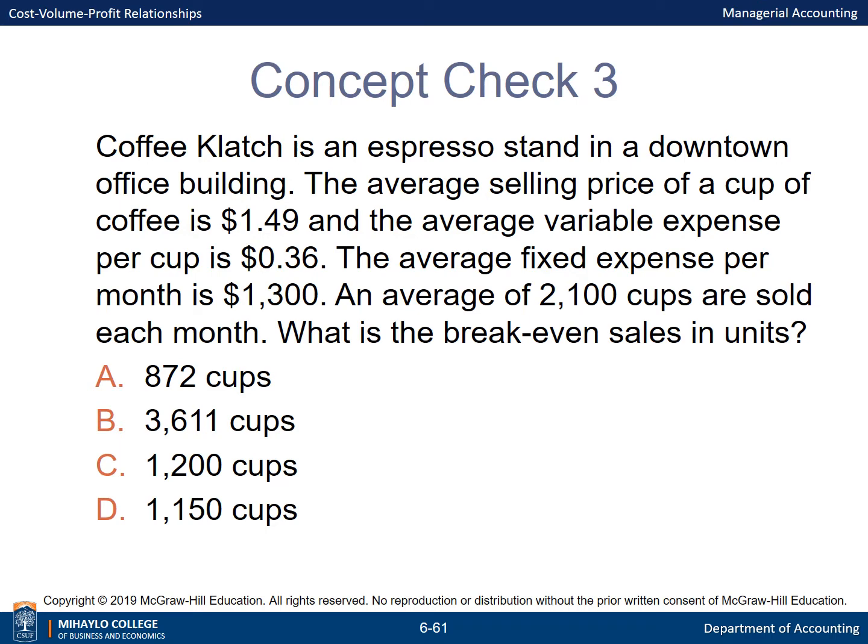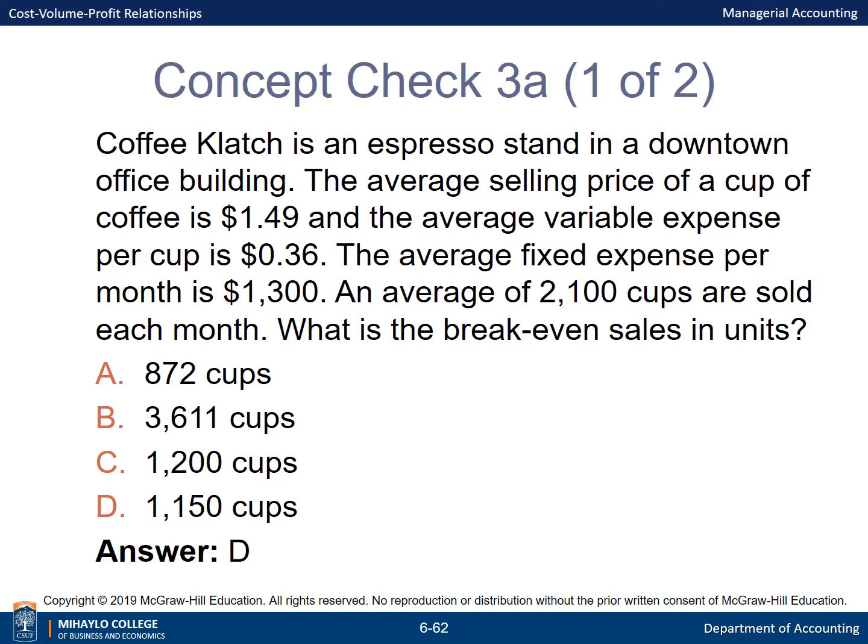Coffee Klatch is an espresso stand in a downtown office building. The average selling price of a cup of coffee is $1.49, and the average variable expense per cup is 36 cents. The average fixed expense per month is $1,300. An average of 2,100 cups are sold each month. What is the break-even sales in units?